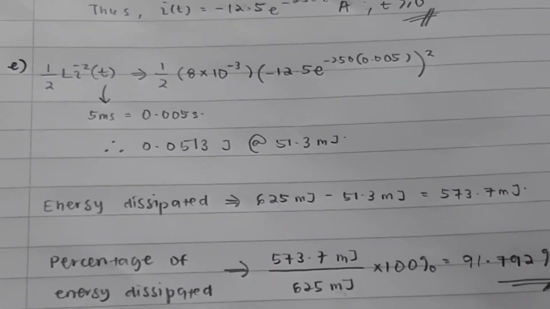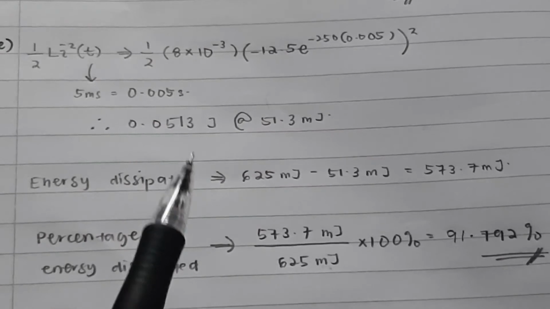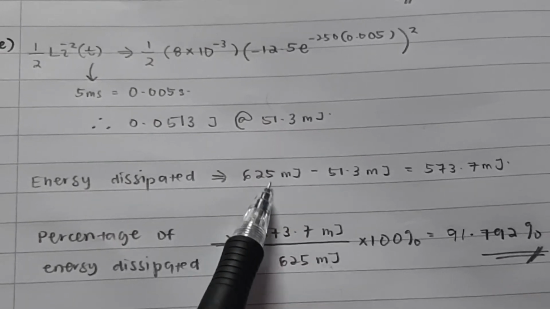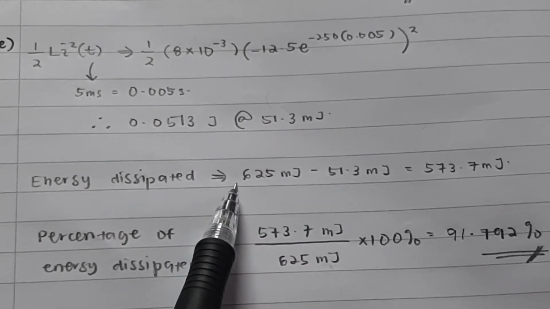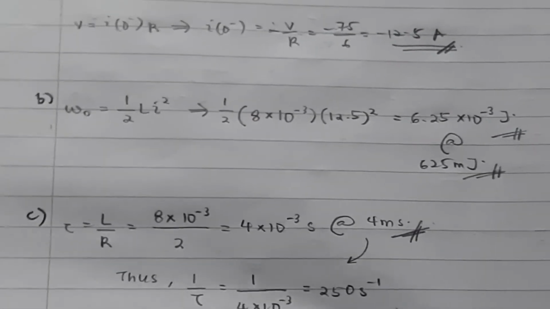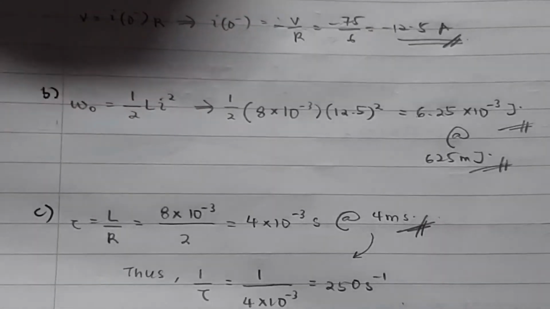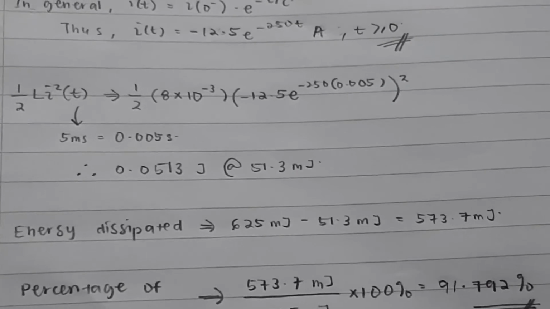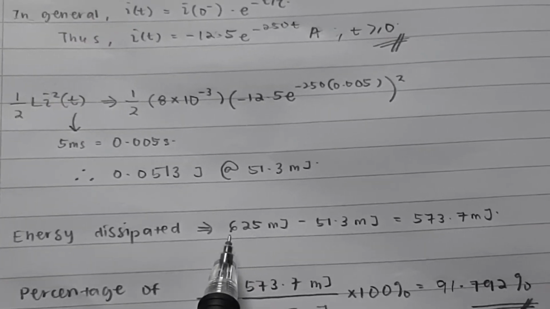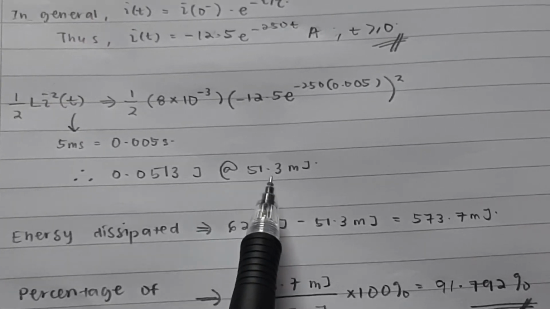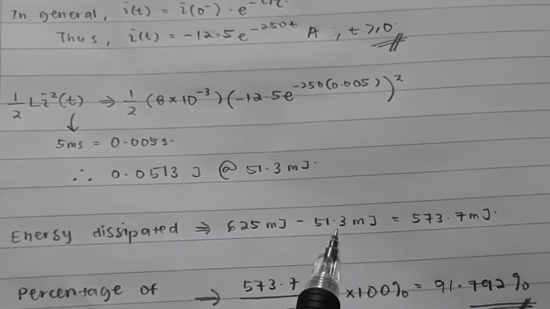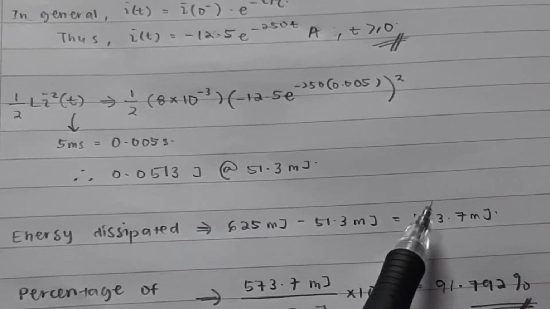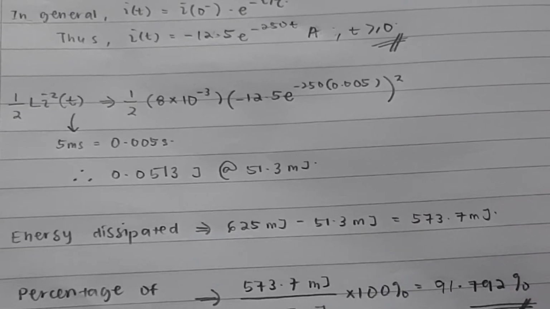After that, we can calculate the energy dissipated. The energy that we got earlier is 625 millijoule, here in question number 2. So just 625 millijoule minus the 51.3 millijoule, and we get 573.7 millijoule. So that is the amount of energy dissipated.